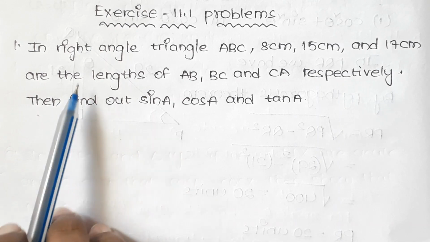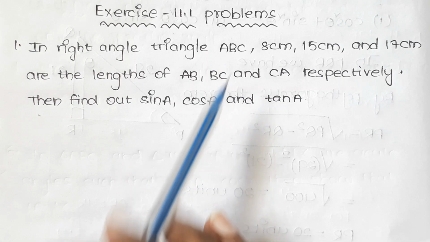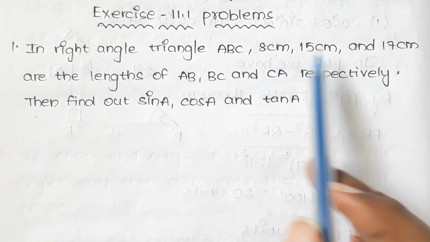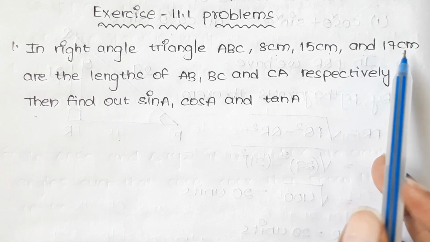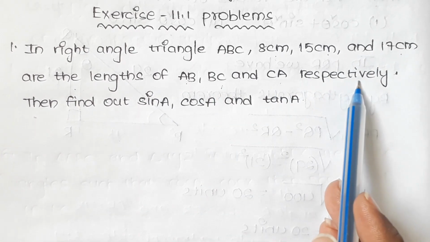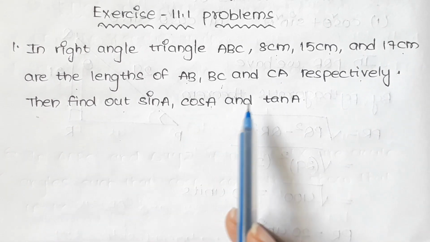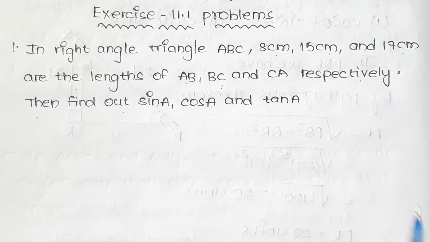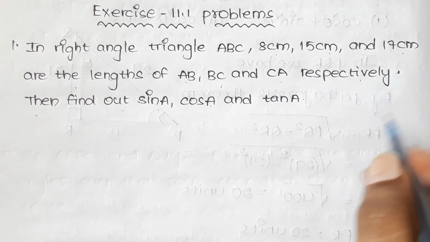First one, that is in right angle triangle ABC, 8 centimeters, 15 centimeters and 17 centimeters are the lengths of AB, BC and CA respectively. Then find out sin A, cos A and tan A. Here they have given right angle triangle ABC. Let us draw the triangle.